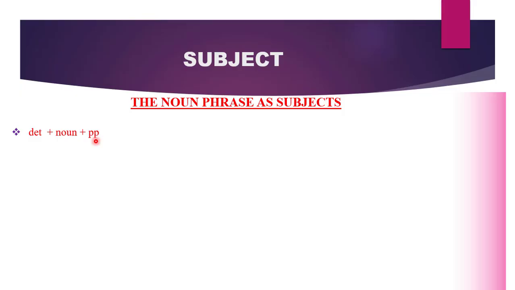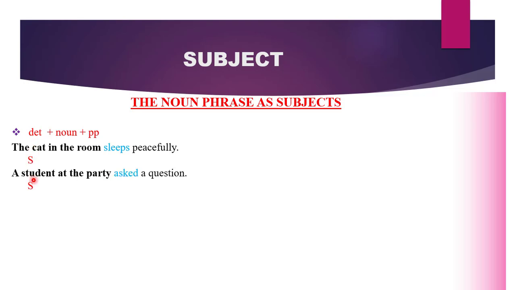Let's have some examples. The cat in the room sleeps peacefully. What sleeps peacefully? The cat in the room. A determiner, a noun, and a prepositional phrase, and together it is performing the function of a noun. That is the subject function. A student at the party asked a question. A student at the party is performing the subject role. It consists of a determiner, a noun, and a prepositional phrase, which is at the party.